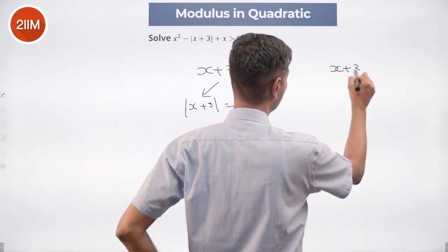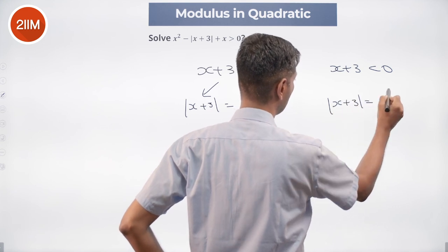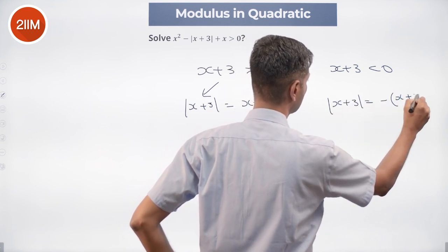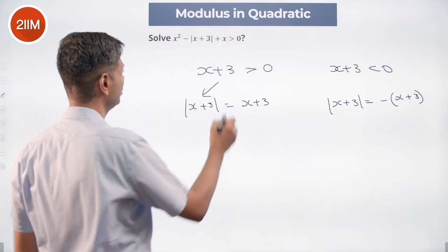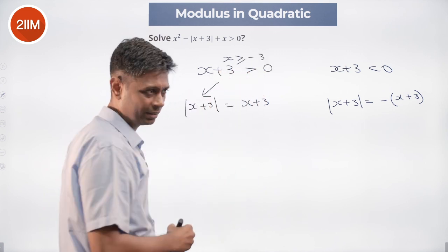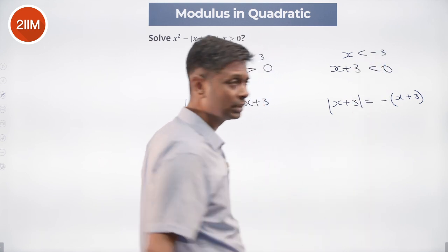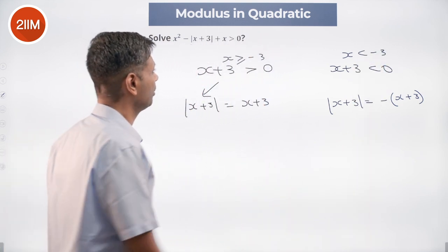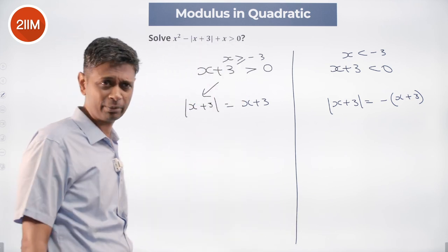When x plus 3 is less than 0, modulus of x plus 3 is equal to minus of x plus 3. X plus 3 greater than 0 is nothing but x greater than minus 3. I'm going to put greater than or equal to minus 3. This is x less than minus 3. Now solve this question by treating this in two forms: when x is greater than or equal to minus 3 and when x is less than minus 3.